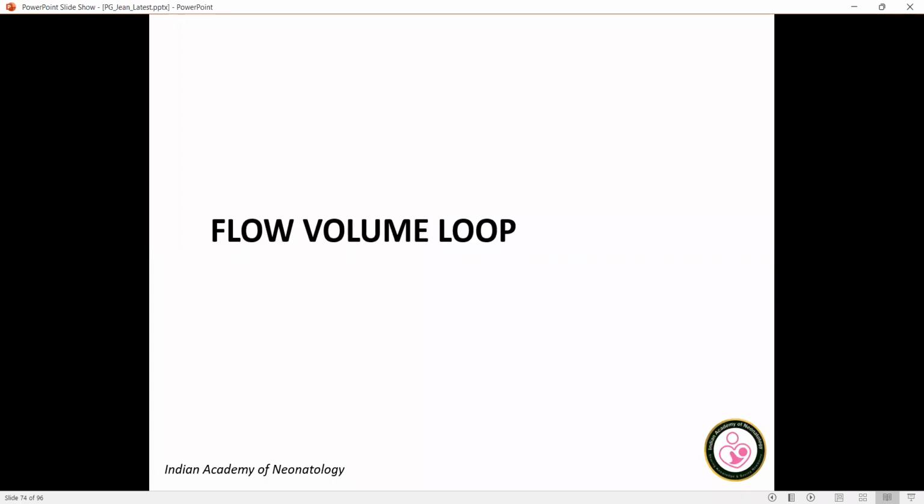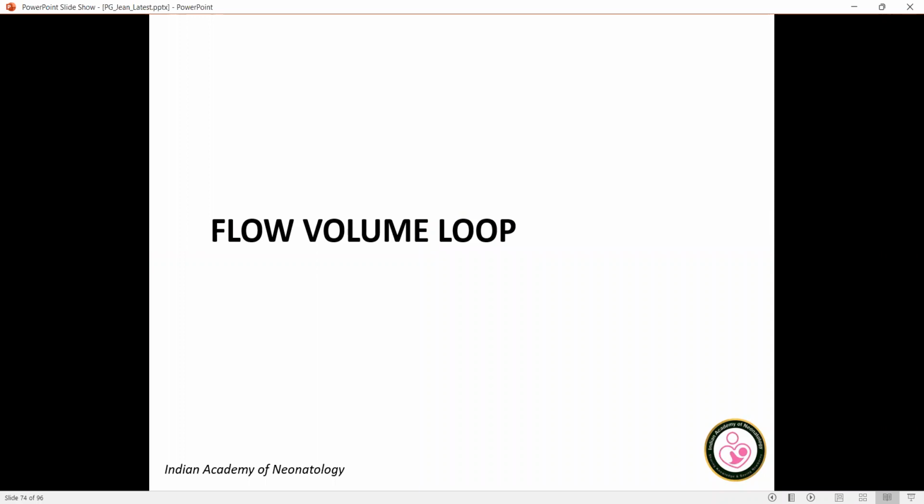Now coming to the flow. So many things we have learned from the pressure volume loop. Now we are going to the flow volume loop. Actually, the flow volume loop does not have as much as the pressure volume loop. So the most important things are, one, the flow scalar, and second, the pressure volume loop.